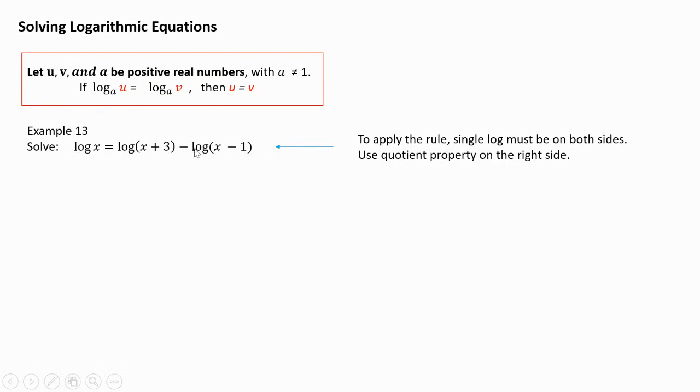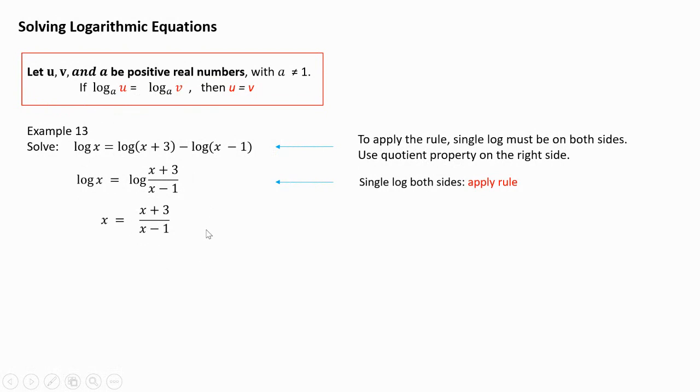So we're going to use the quotient rule. You recall the quotient rule, right? If it's a fraction, that means these will be division. Now we have the same base, the same log on both sides. For example, we have log base 10 on both sides. So then we let the logs here, u must equal v. So it's going to be x equals x plus 3 divided by x minus 1.